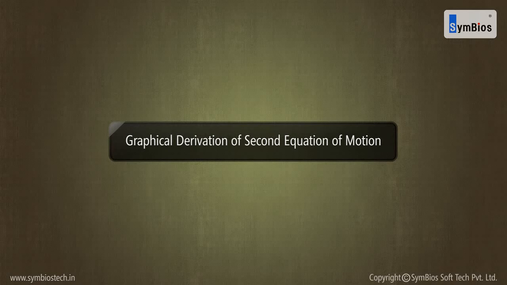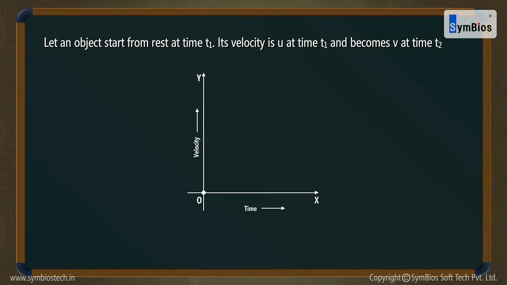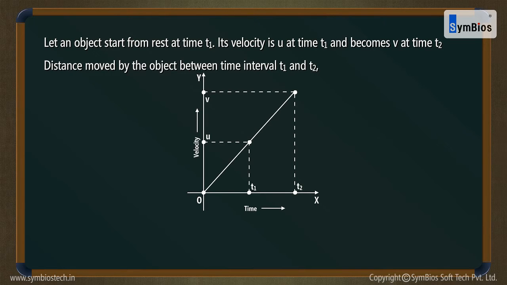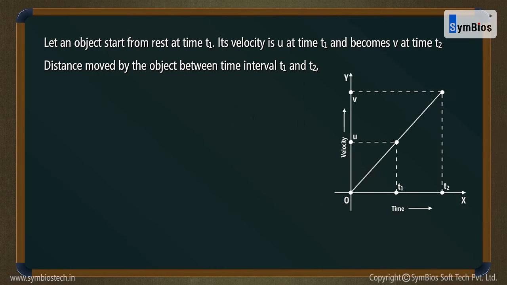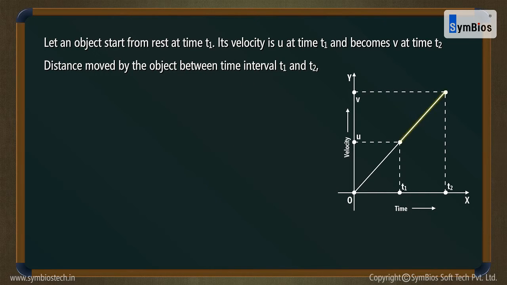Graphical derivation of second equation of motion. Let an object start from rest at time t1. Its velocity is u at time t1 and becomes v at time t2. Distance moved by the object between time interval t1 and t2, s is equal to area ABCD.